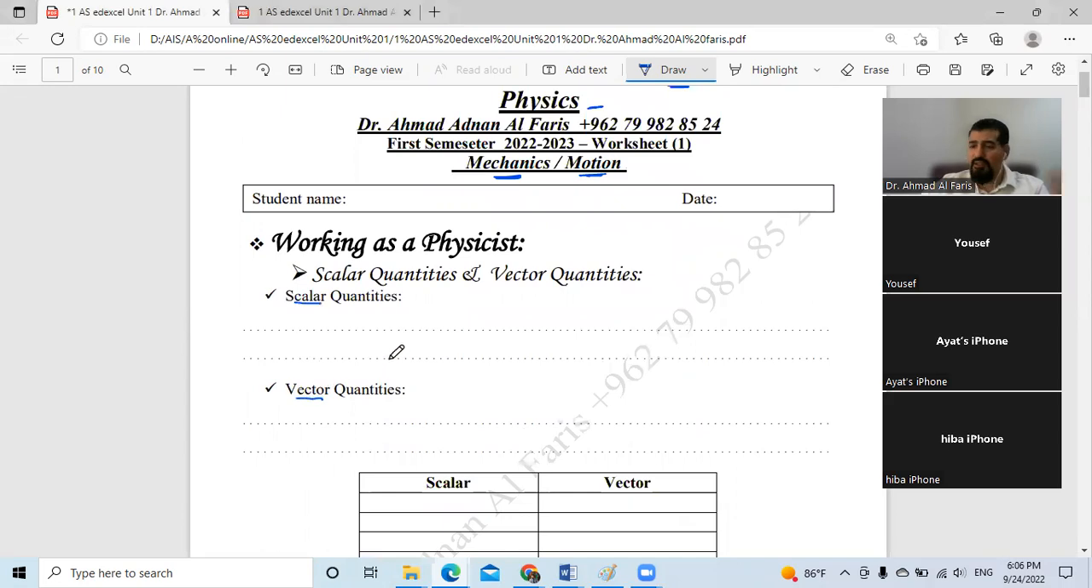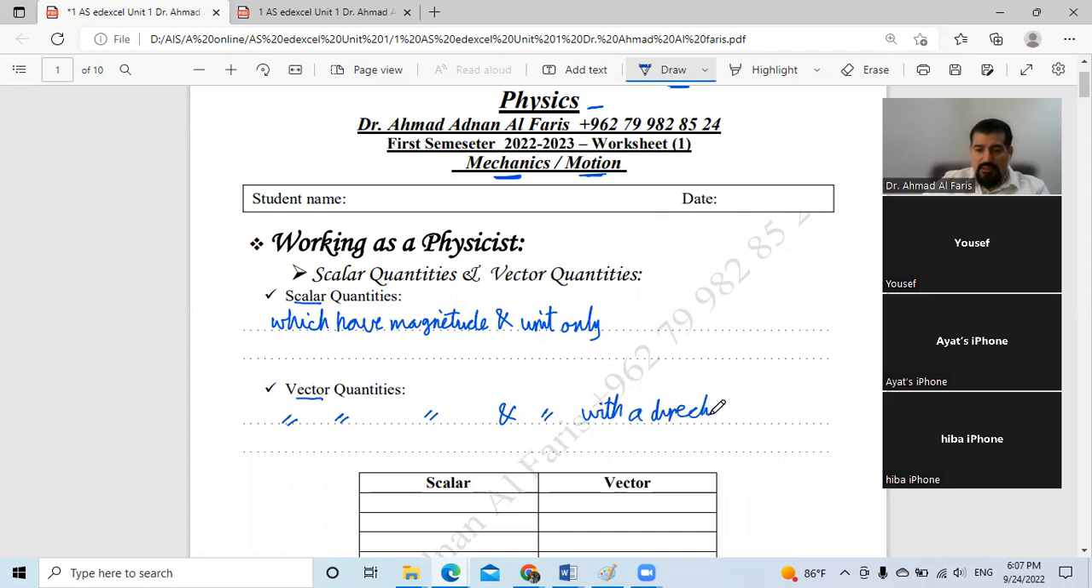Whether you studied in the IGCSE, Cambridge, Edexcel, or Oxford, scalars are quantities that have what? Magnitude, exactly, and what else? Unit. Magnitude and unit only. And vector quantities are quantities which have magnitude and unit with what? With a direction. Excellent. Thank you, Yusuf, Noor, and Lama. So the difference between scalar and vector quantities is the direction.